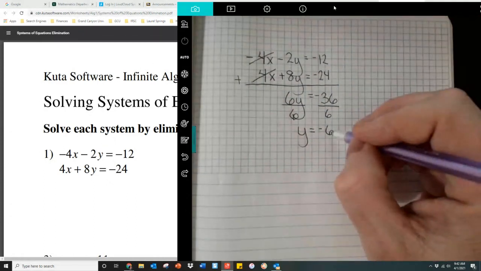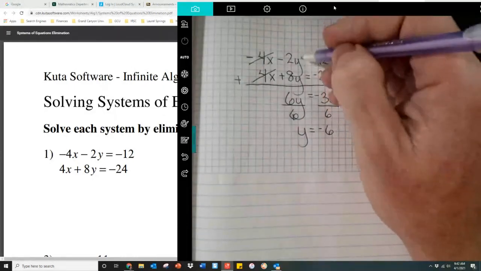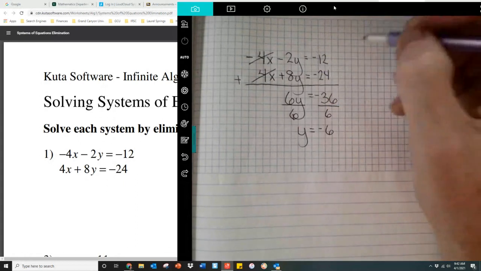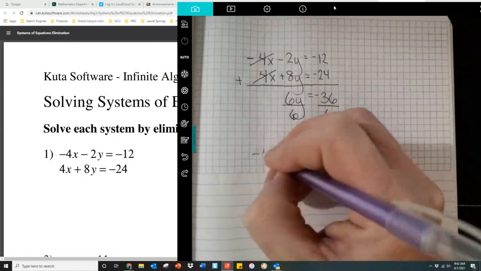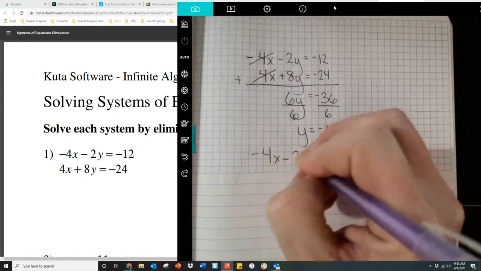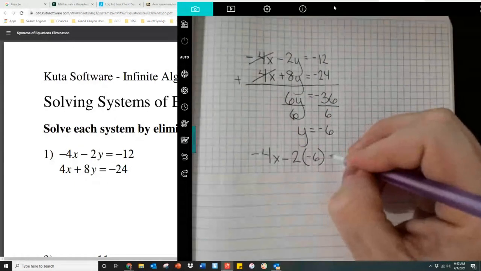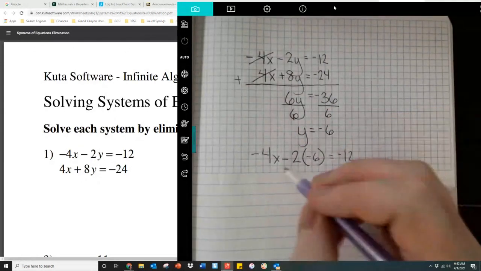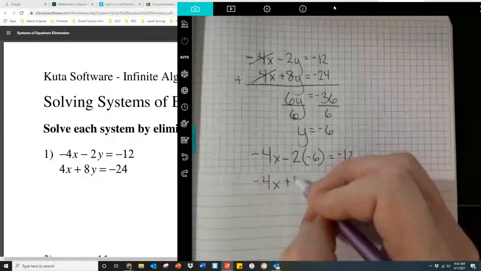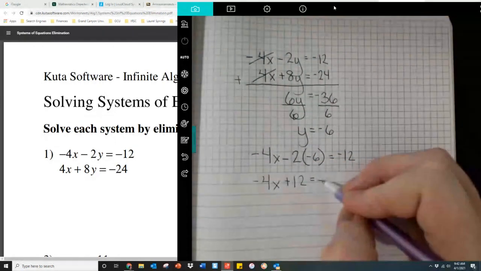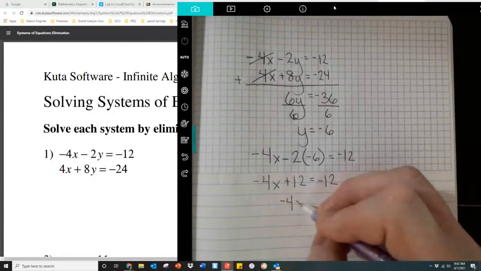So all we have to do then is come back and place it into one of the two equations, not both, but one of them, to solve for x. So I'll put it in the first one. If I put in the first one, I get -4x minus 2 times -6 equals -12. Well, then I'm going to get -4x plus 12 equals -12. Then I'm going to subtract 12 from both sides.